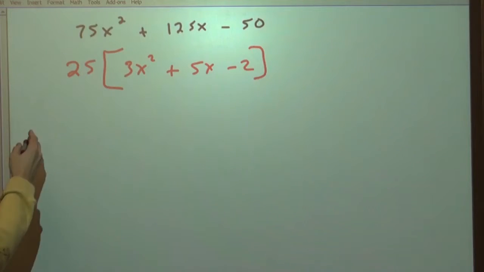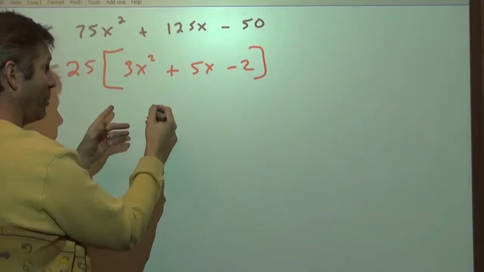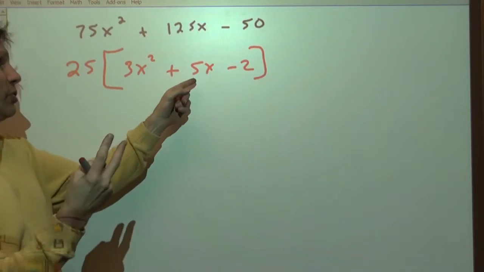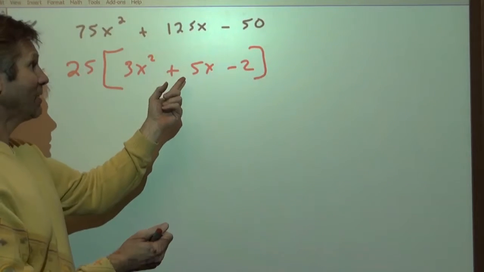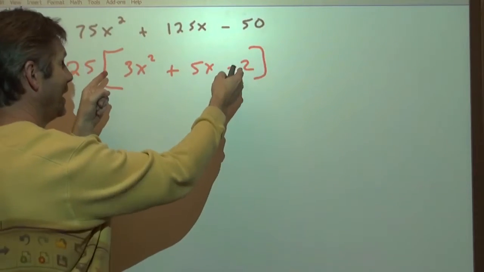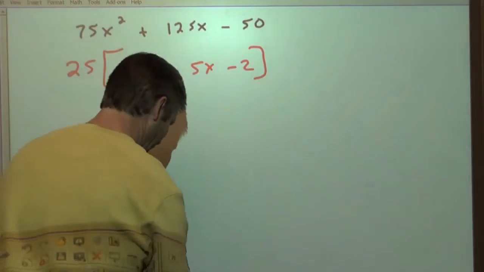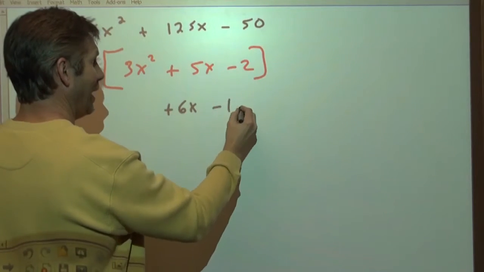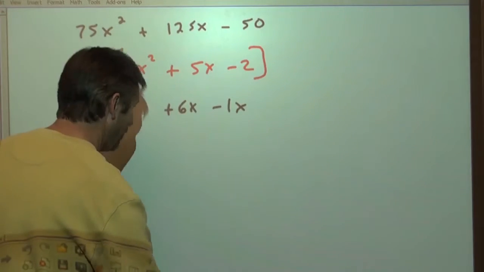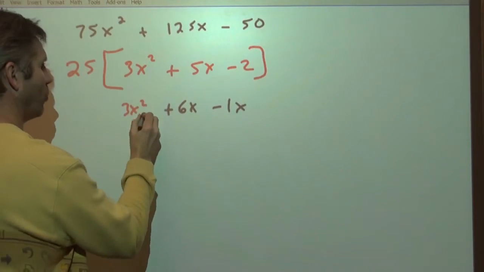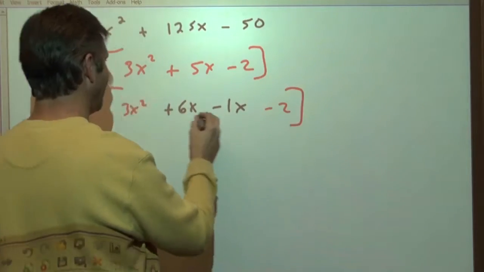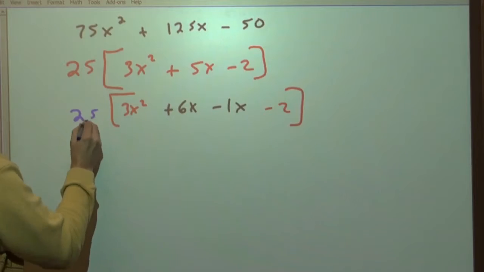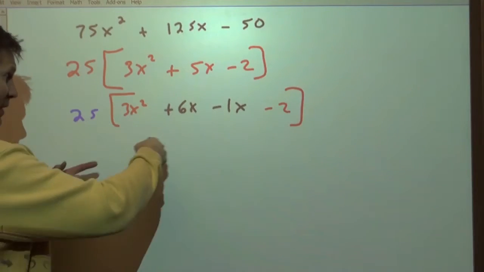Don't forget that the 25 is here, but now let's work on this puppy right here. We want to rewrite this and replace the middle term of 5x with two coefficients that add to 5 but multiply to a negative 6. So what we're going to do is that's going to be a plus 6x minus an x, and then we still have the 3x squared, the minus 2 inside the parentheses, and do not forget that this 25 is out here waiting for us. So do the same old thing, divide and conquer.